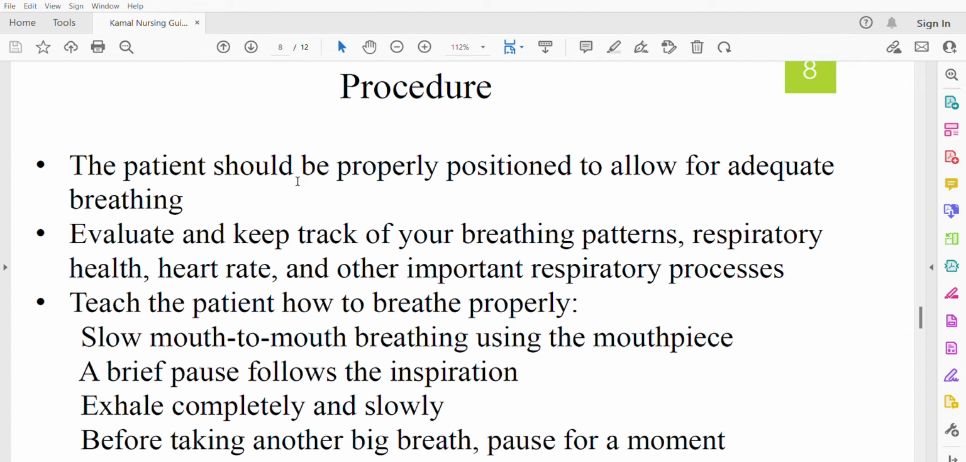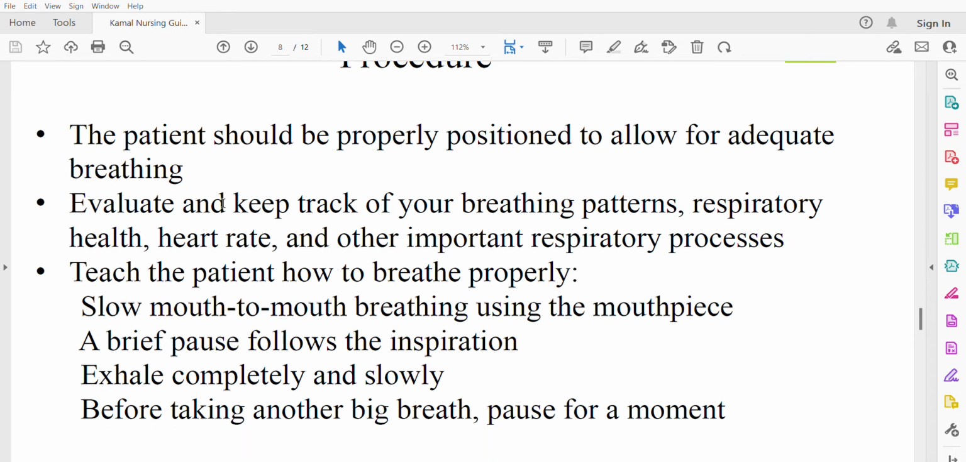The patient should be properly positioned to allow for adequate breathing. The breathing will be eased in that position, which we have to provide to the patient. Evaluate and keep track of breathing patterns, respiratory health, heart rate, and other important respiratory processes. When we are going to administer the nebulizer therapy, firstly we have to keep track of all of these health statuses.